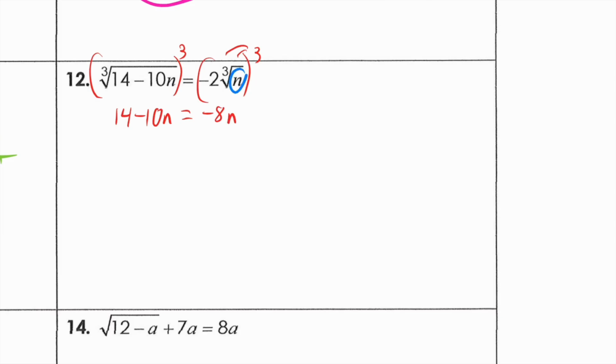And because there's only one term underneath the radical, I don't have to distribute the -8 to anything. And now I will move my smaller n by adding 10n to both sides and move it away from my other numbers, rather. And so I get 14 equals 2n, and I'll divide by 2, giving me n equals 7.